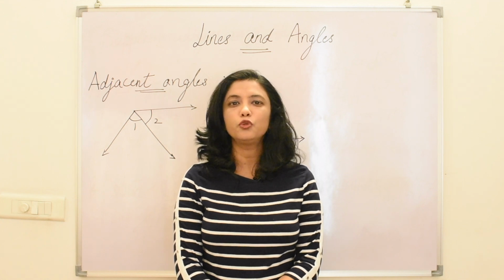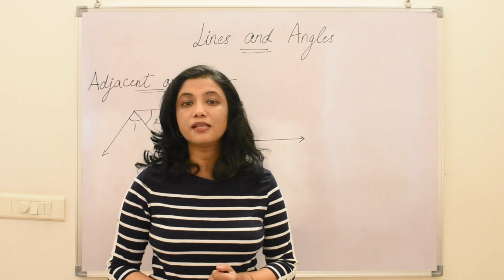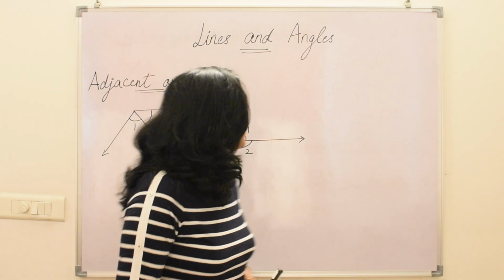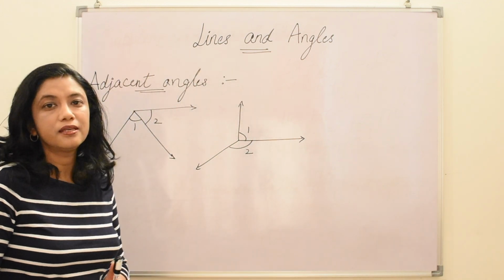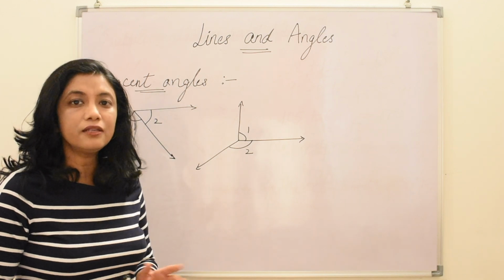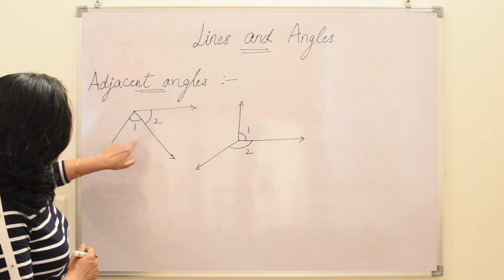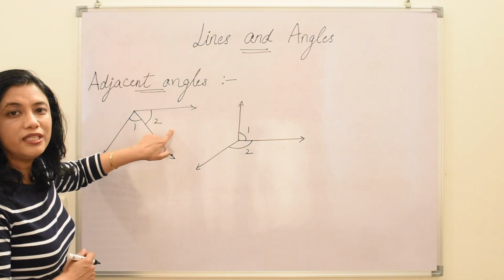I am Monica and today we will study lines and angles. Now we will learn how angles are named in pairs. Let us first study adjacent angles. These are a pair of angles, meaning two angles are said to be adjacent when they are next to each other. See here, angle 1 and angle 2, they are next to each other.